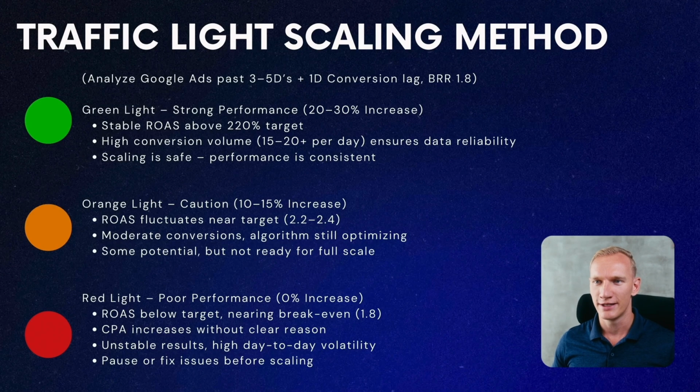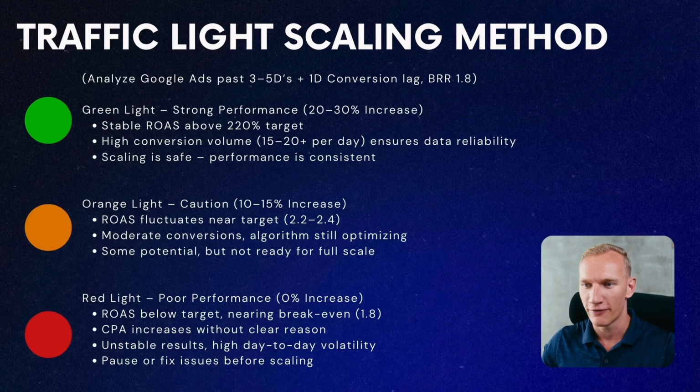So here you see the traffic light scaling method that Google advised us to follow. They have a lot of experience with each account, increasing their ad spend in the safest and best way. This is the roadmap they explained to us. We need to analyze the break-even ROAS of this client, which is 1.8, and also analyze the past 3 to 5 days, because this client has been up and running for more than 90 days, as I said in the intro. And we keep in mind that we have a conversion lag of 1 day, aka 24 hours.